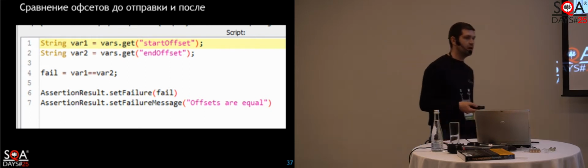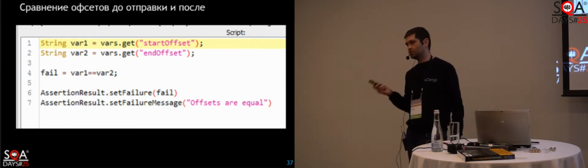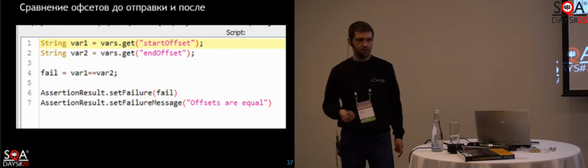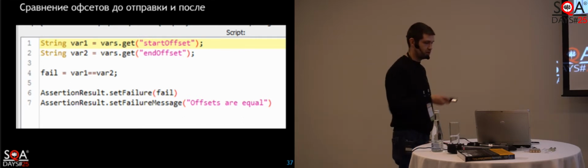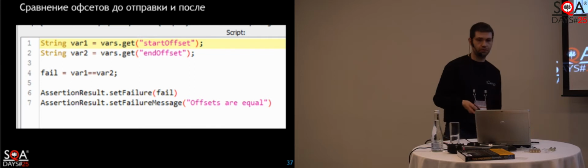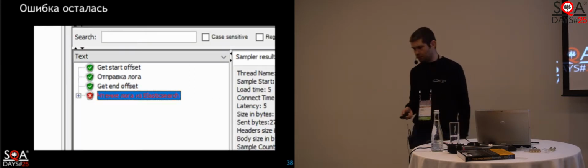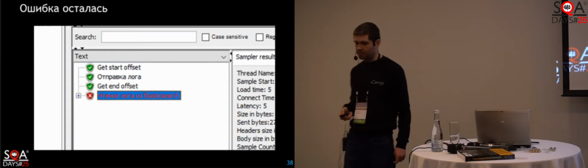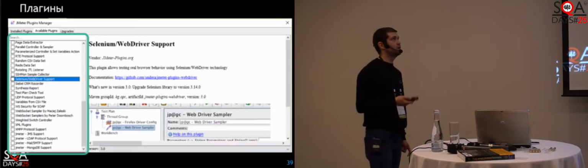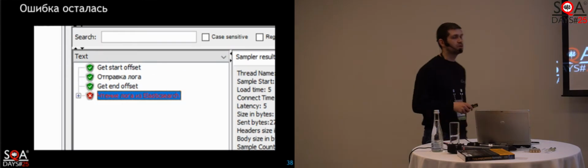If the number didn't grow, it means that the message did not reach Kafka. If it did, then it's the next one after Kafka. If it doesn't work here, then Kafka is down. It actually happens sometimes. The error remains there.